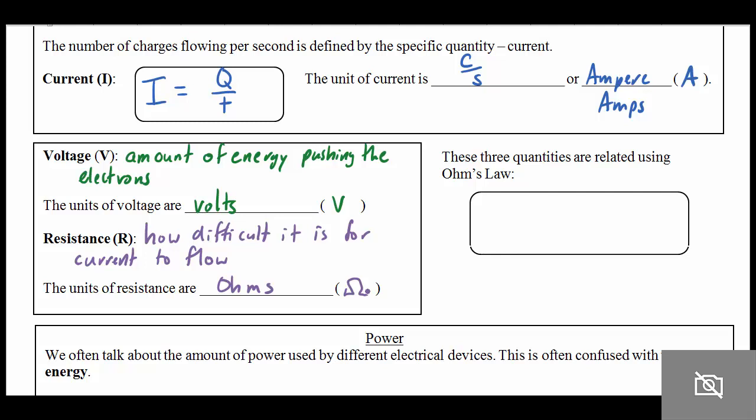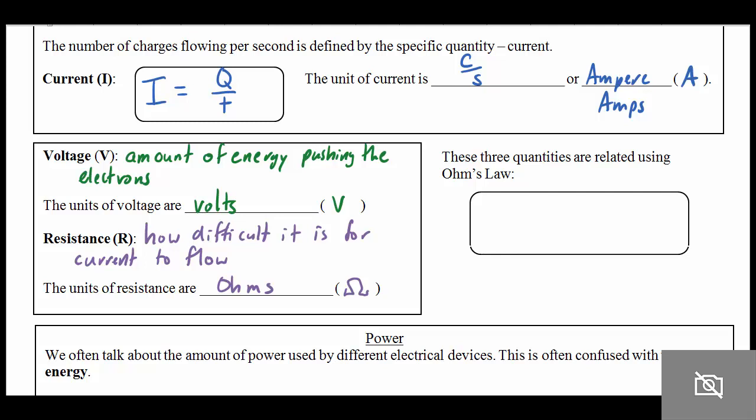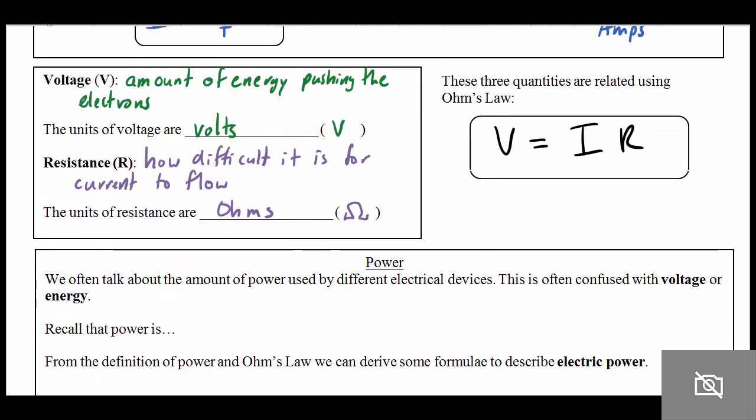I don't know. So these three things come together in something called Ohm's law, which you probably remember from an earlier grade, which just says that V equals I times R. The voltage applied to a circuit is going to be equal to the current that flows through it multiplied by the resistance. So if we have current flowing through a circuit, then we have light bulbs lighting up, we have motors spinning, that sort of thing.